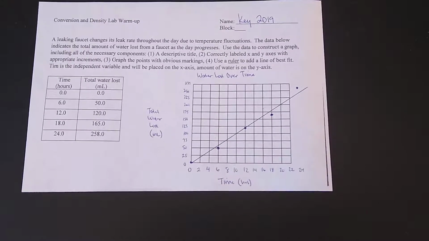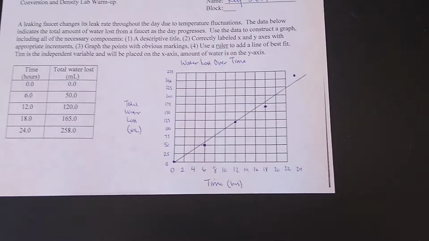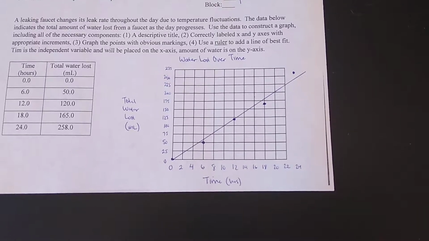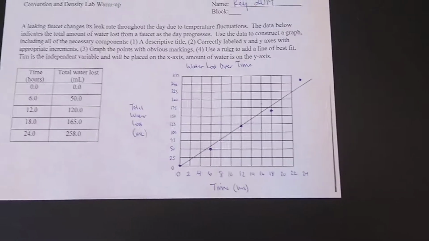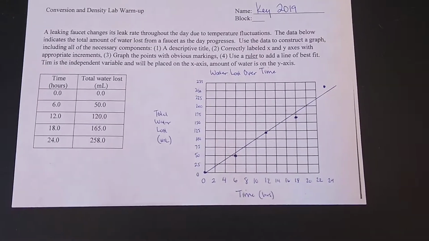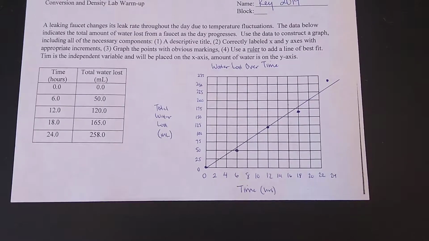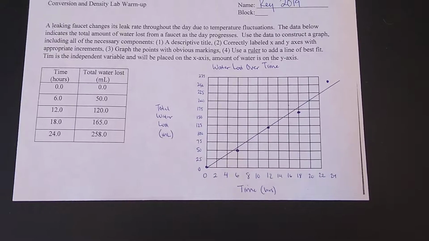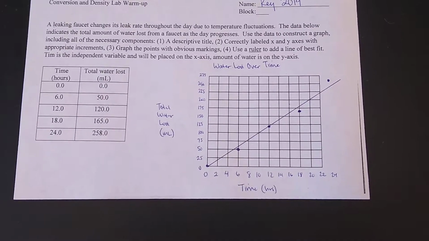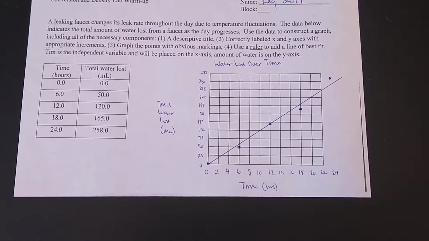So, things that I want you to look for. First of all, time on the x-axis in hours, make sure you have your units. Total water lost on the y-axis in milliliters, again, make sure you have your units. If you mess those up and you switched them, make sure you grab a new sheet and redo it, or erase and change it up because they need to be in the right place.